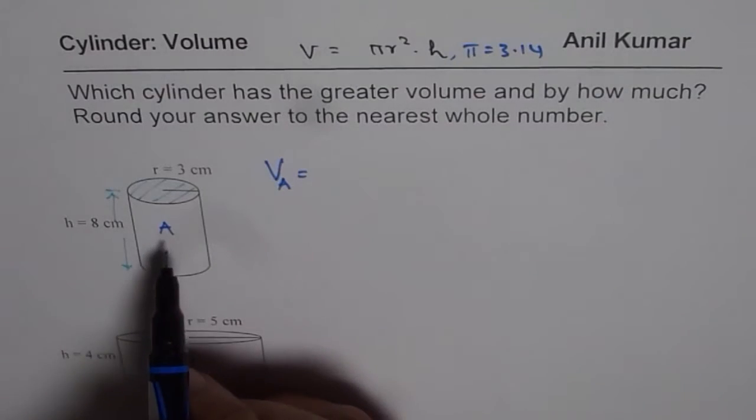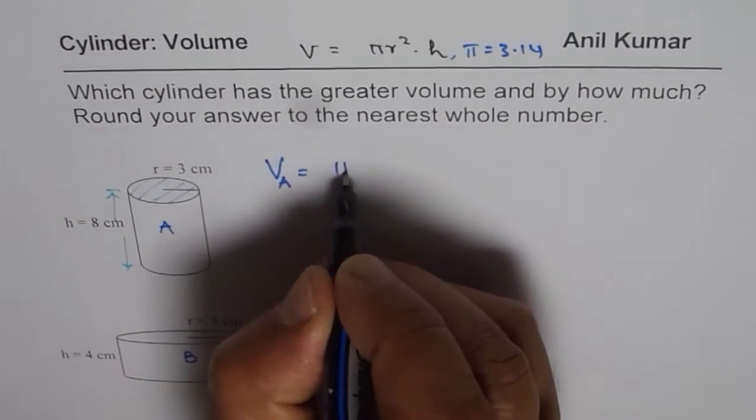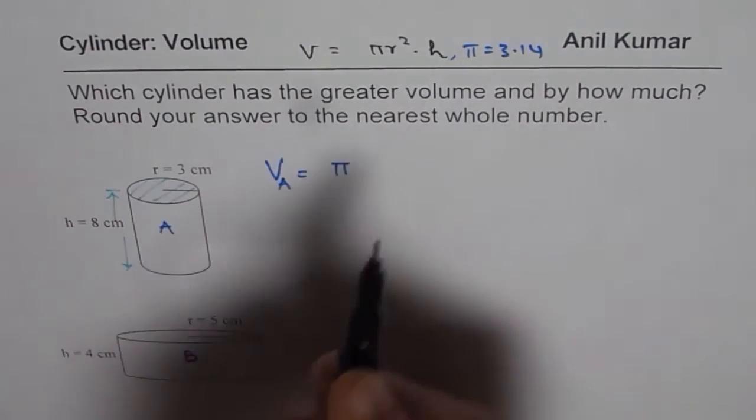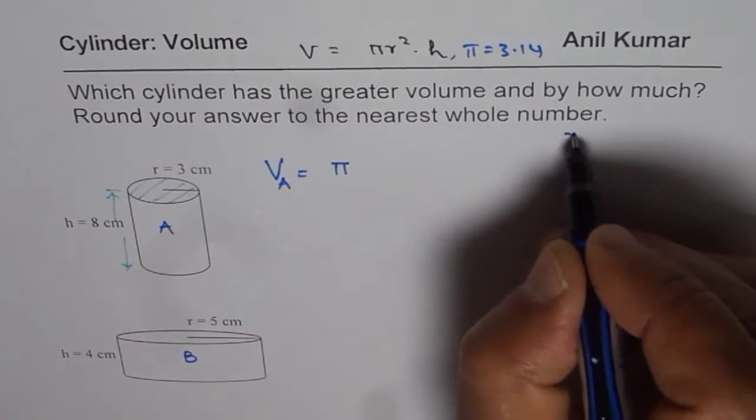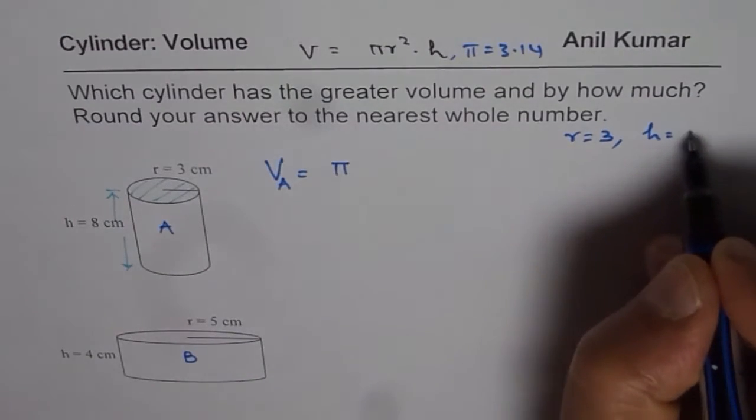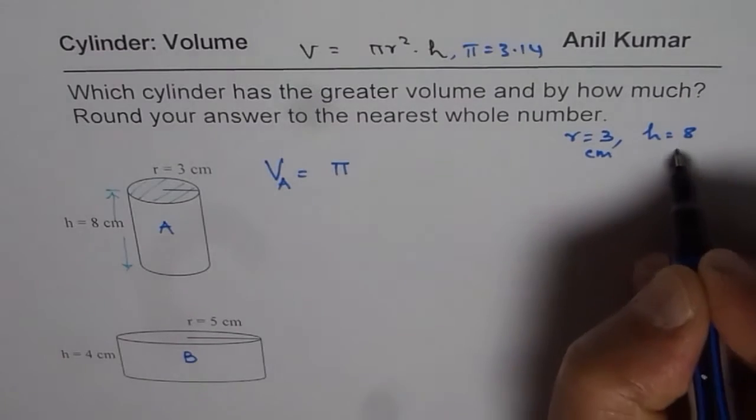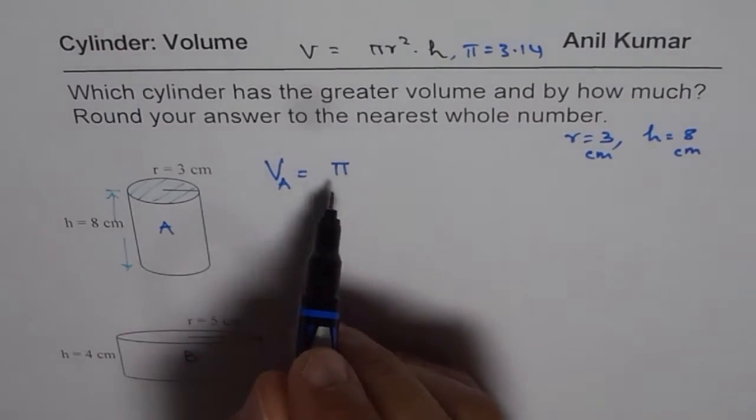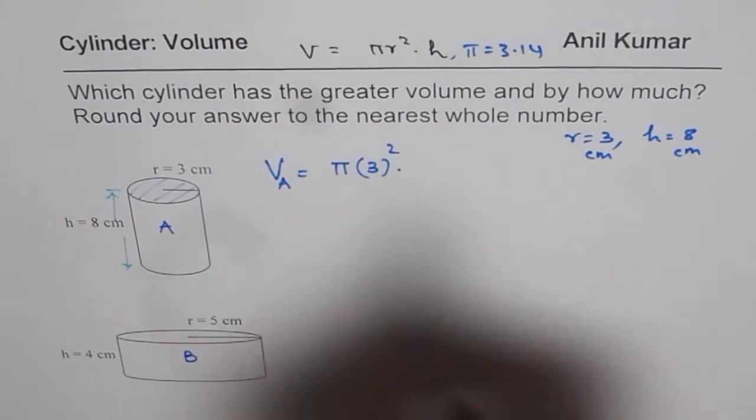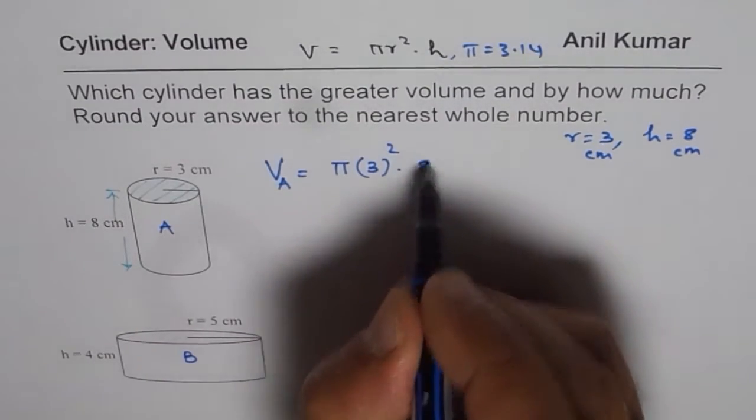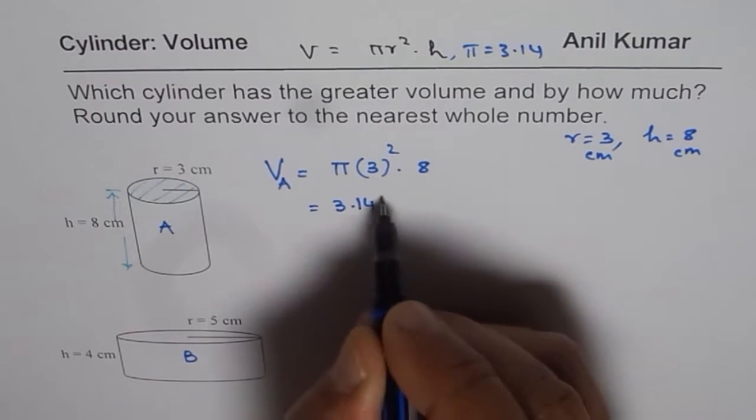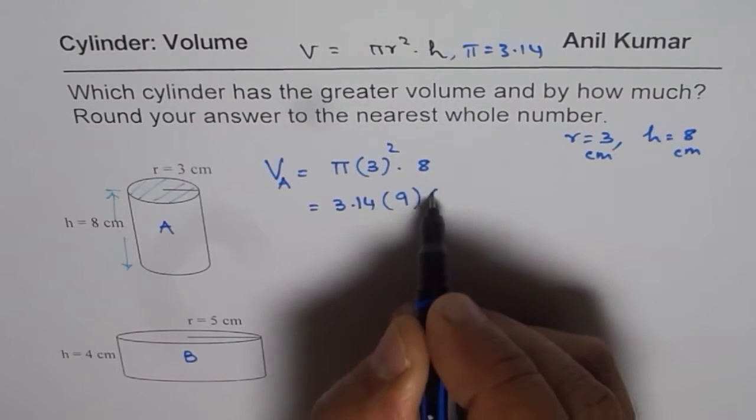So volume for cylinder A will be pi r square h. In this case, we know the radius is 3 and the height is 8. Both the units are in centimeters, right? So pi r square, radius square, which is 3 square, times height, which is 8. So what we get here is 3.14 times 9 times 8, right?